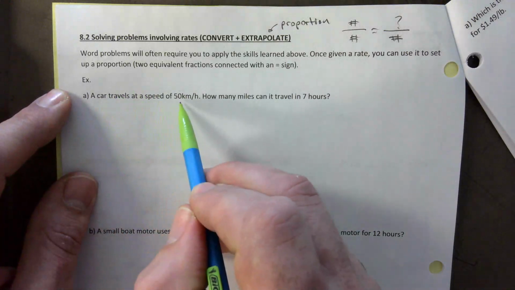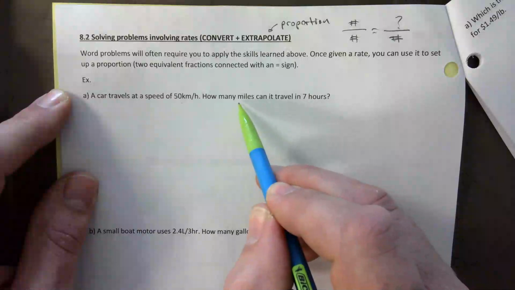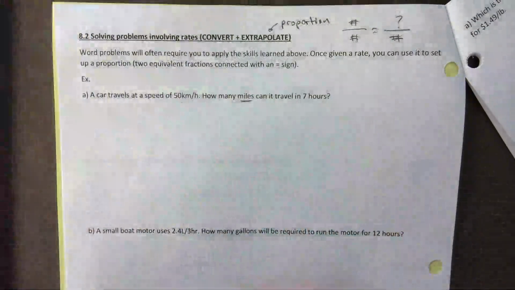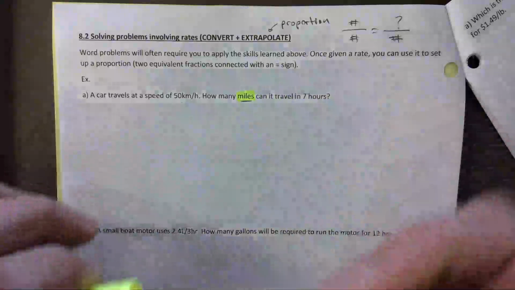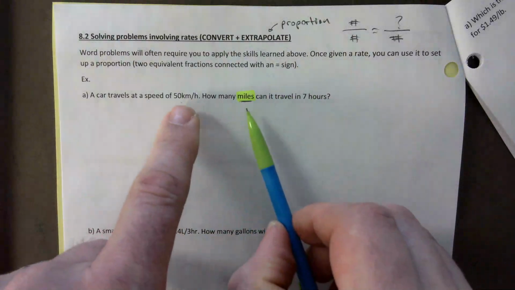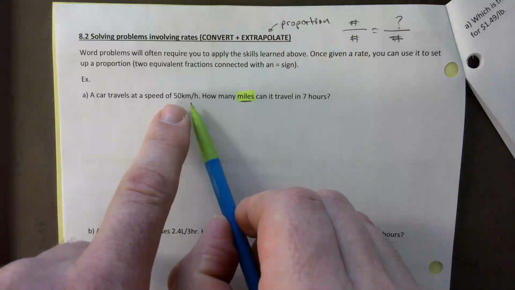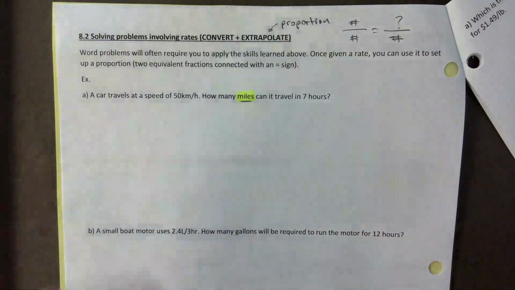So a car travels at 50 kilometers per hour. How many miles can it travel in 7 hours? So before we do anything, we want to convert this to miles per hour. I mean, you can do the conversion after. It doesn't really matter when you do it. Just don't round too soon, okay? That's the only thing here that we're going to emphasize today.